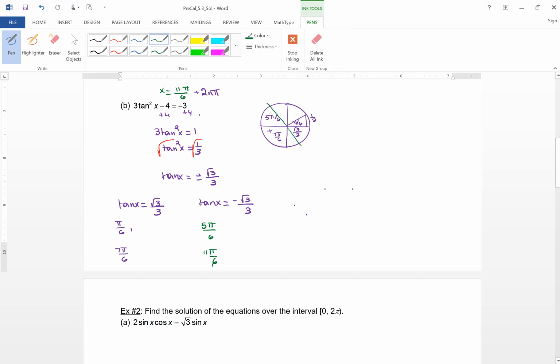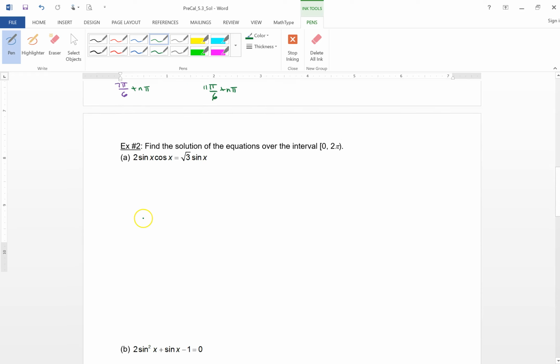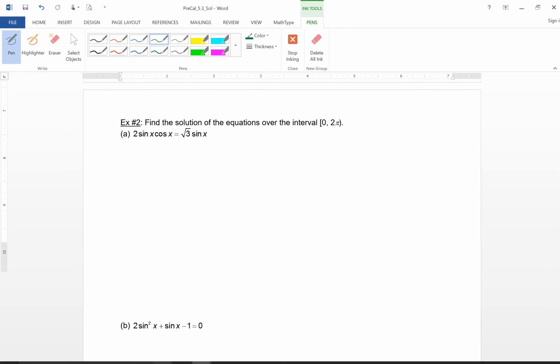And then because they repeat, how often does tangent repeat? What's the period? Pi. Every pi. So for these we add plus n pi, not plus 2n pi. For the cosine and the sine, the period is 2 pi, so it repeats every 2 pi. But for the tangent, it repeats every pi. See how things are coming together? So everything is 2 pi except for tan. And so tangent is pi again.